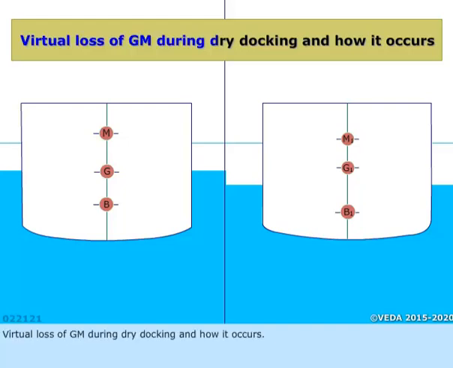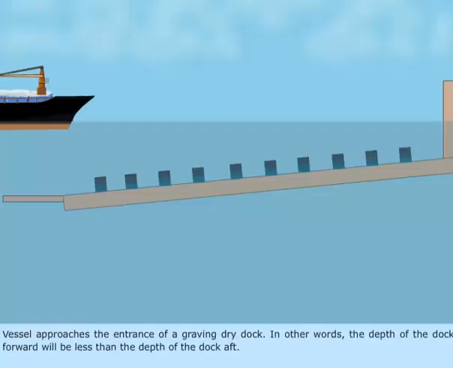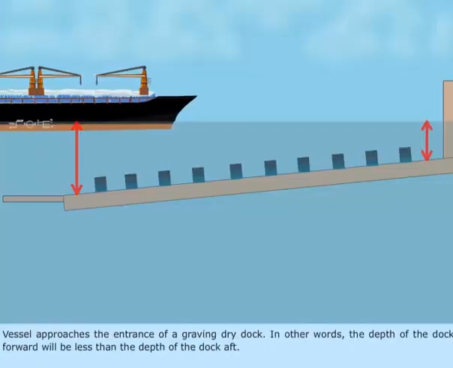Virtual loss of GM during dry docking and how it occurs. Vessel approaches the entrance of a graving dry dock. In other words, the depth of the dock forward will be less than the depth of the dock aft.